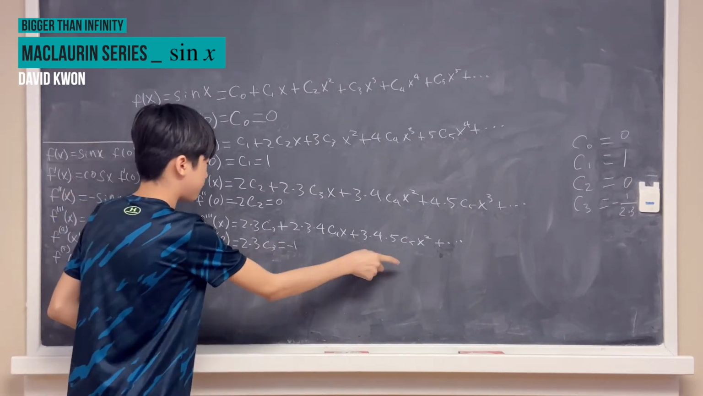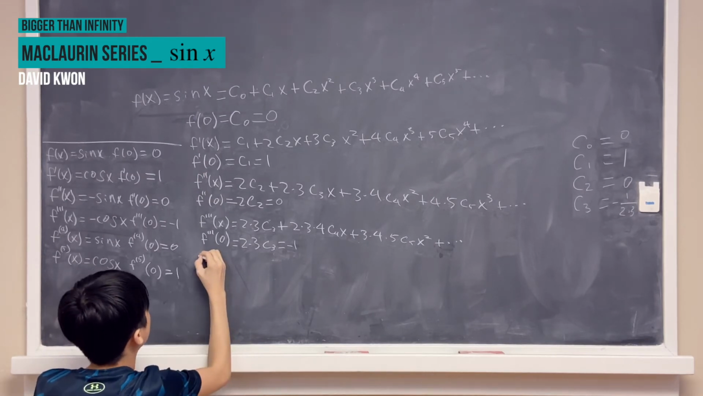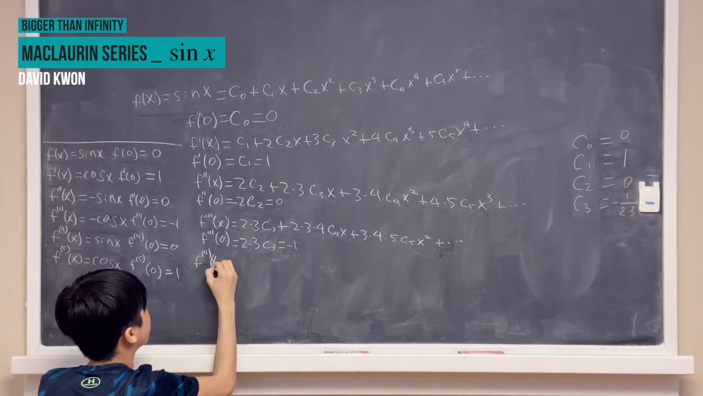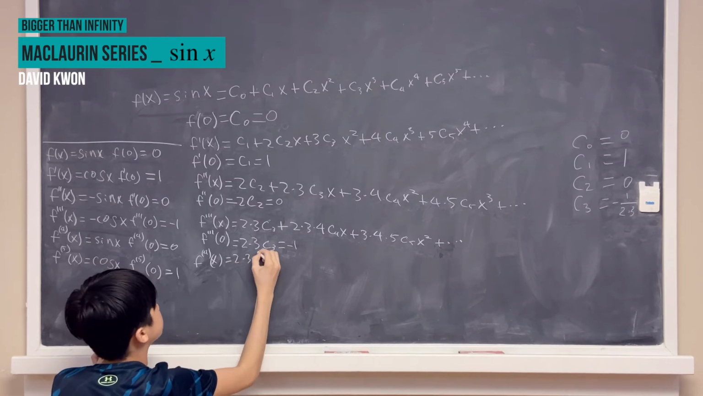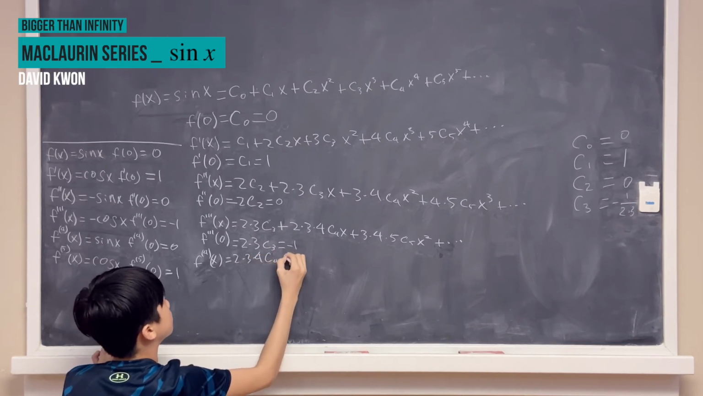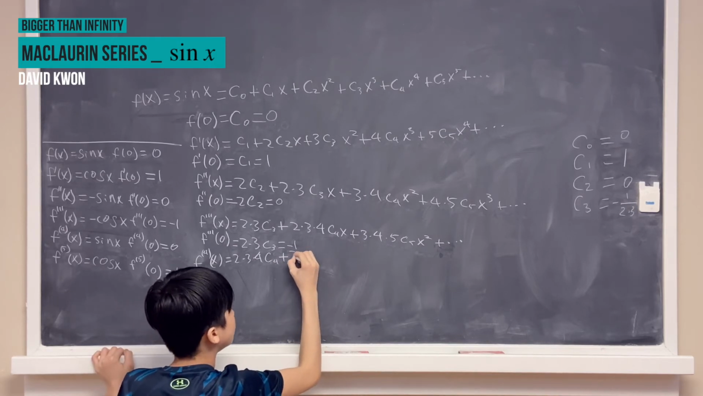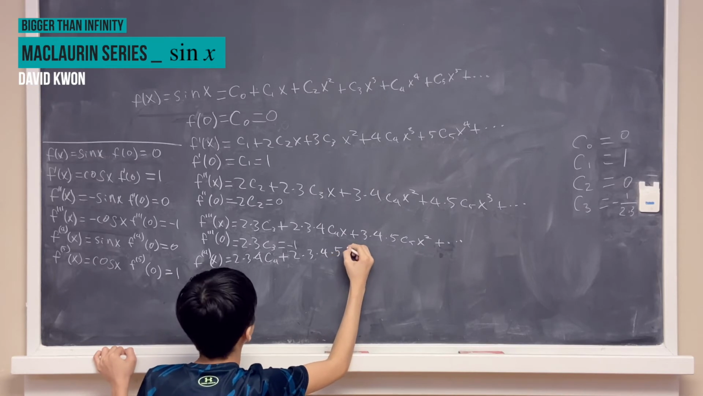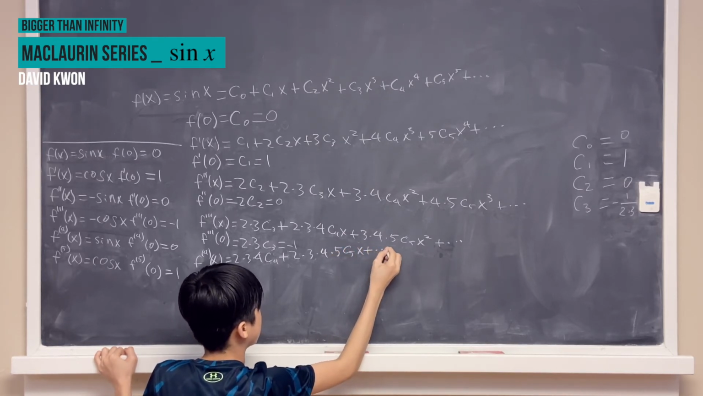Differentiating this function, we get f to the power of 4 of x is equal to 2 times 3 times 4 c sub 4 plus 2 times 3 times 4 times 5 c sub 5 times x plus dot dot dot.